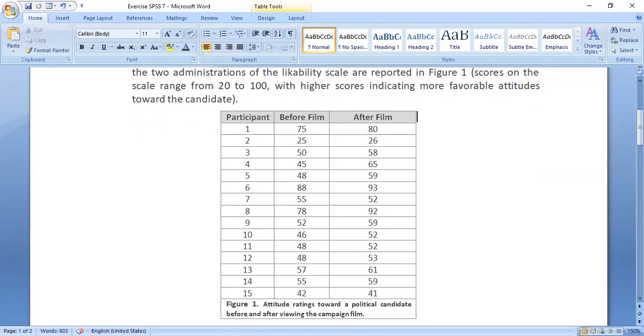And we know that as far as the dependent sample t-test is concerned, we have the same set of sample, and we are checking two different measures taken at two different times. So that is what the dependent sample t-test basically is.